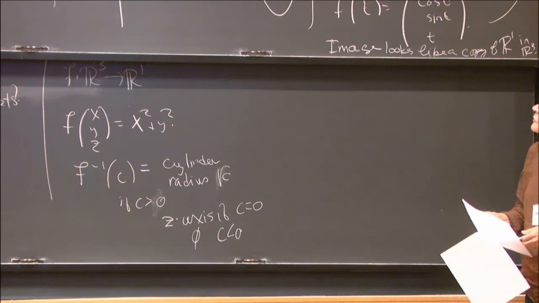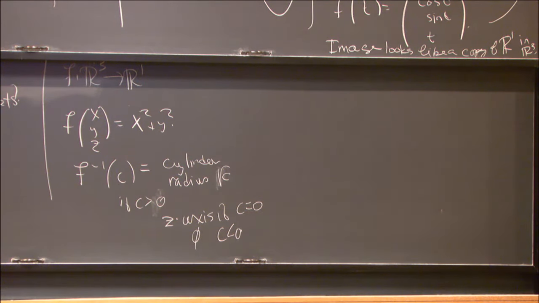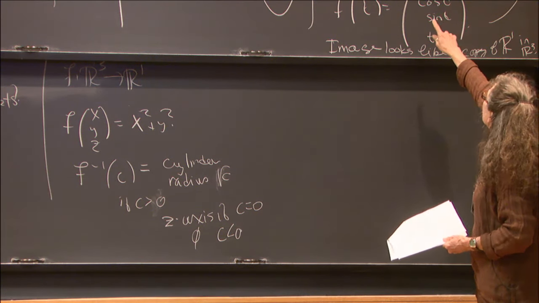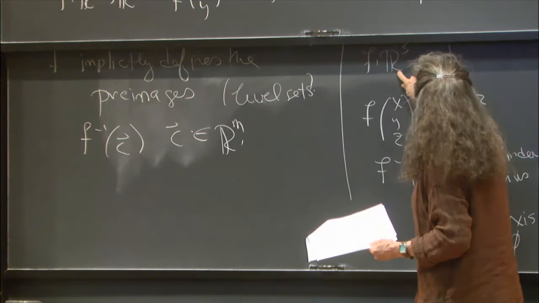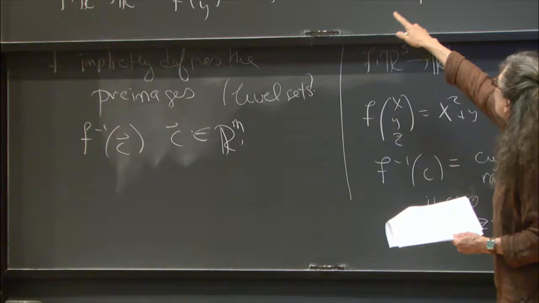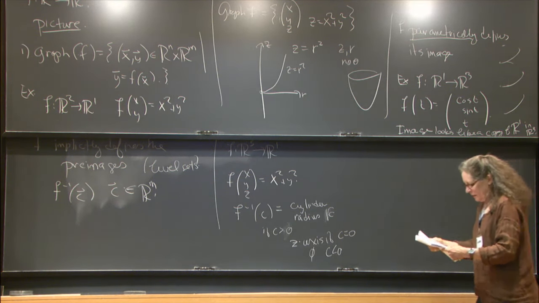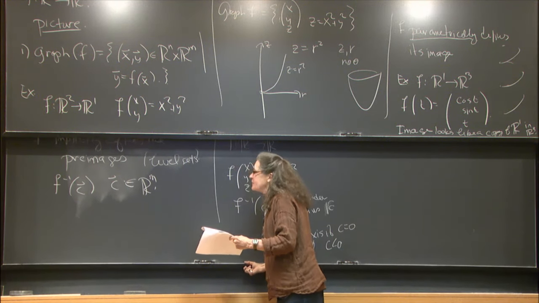OK. So these are three ways of getting pictures of a function f. Again, this one makes best sense when this dimension is bigger than this. This one makes the best sense when this dimension is bigger than this. And the graph is really just a special case of this.